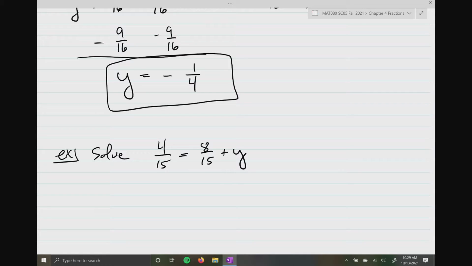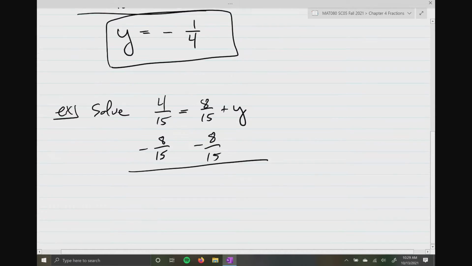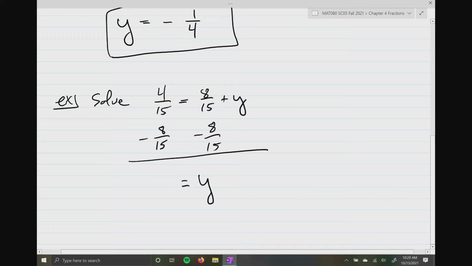First, we know we have 4 over 15 equals 8 over 15 plus y. So our variable is on the right-hand side of the equation, which means we need to isolate it. So we're going to subtract 8 over 15 from both sides. On the right-hand side I get the letter y, and off to the right, I'm just going to write 4 over 15 minus 8 over 15. Now, the scenario we're in, I love because the denominators are the same. So I just got to worry about the numerators. 4 minus 8 is negative 4 over 15.